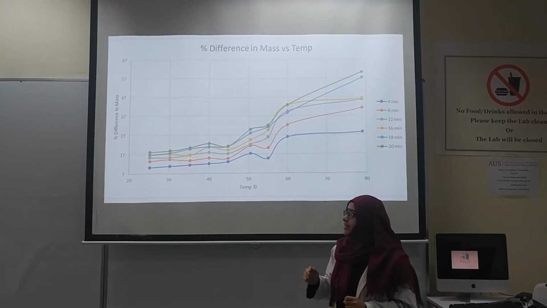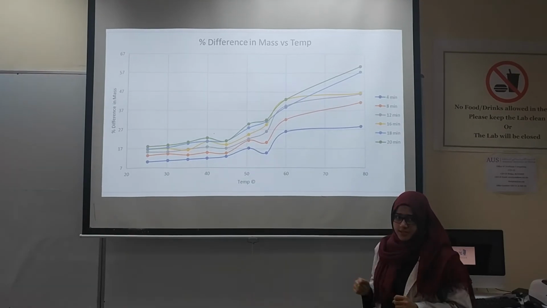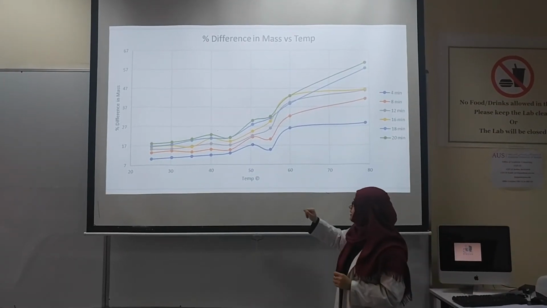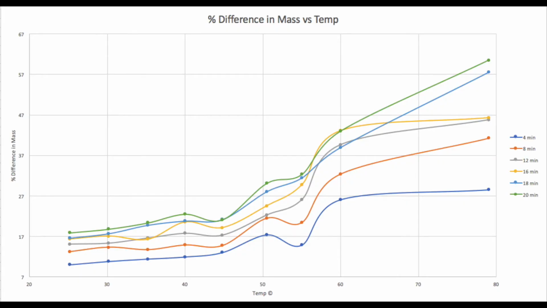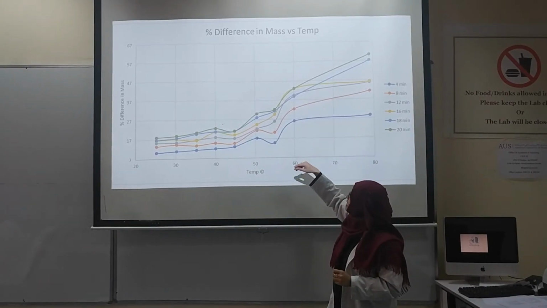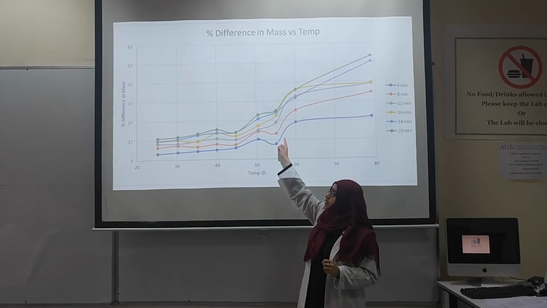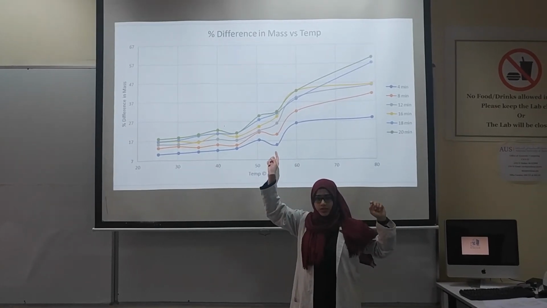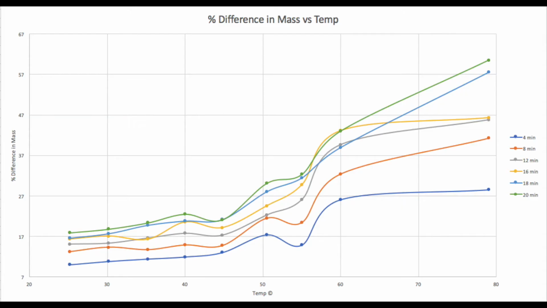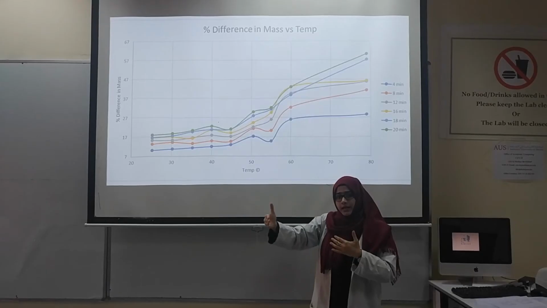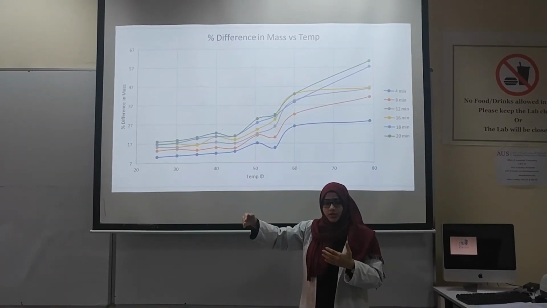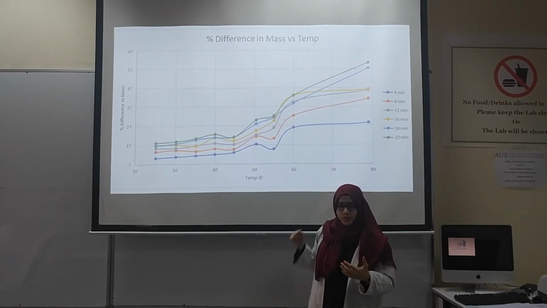Moving on to discussing the errors in the percentage difference in mass versus temperature graph. It is clear that at approximately 55 degrees Celsius, there is an unusual dip in almost all the times. Moreover, you can see that the blue and green lines that represent 18 and 20 minutes go down below the yellow line that represents 16 minutes. Theoretically, at a higher time, the measurement of the mass should be higher. However, it dips over here.